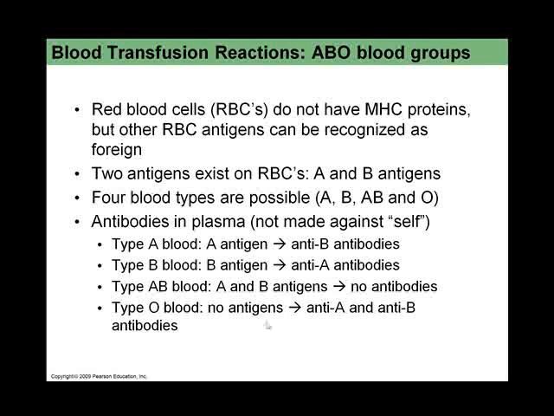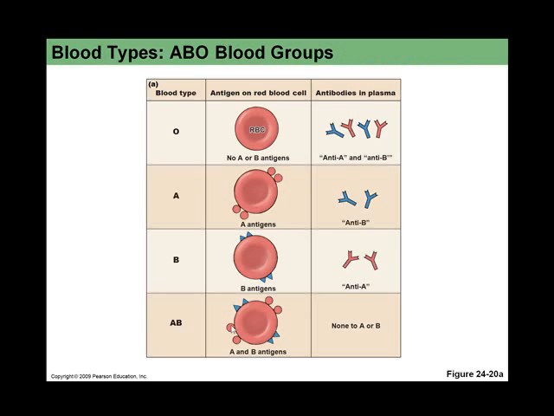With type O blood, there are no antigens present, so you produce anti-A and anti-B, so you cannot receive A or B type or AB type. You can only receive O type blood. But because it has no antigens on the surface, any antibodies, such as anti-A or anti-B, will not react to it. So it's considered the universal donor.